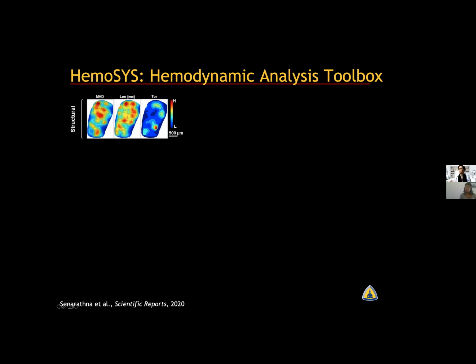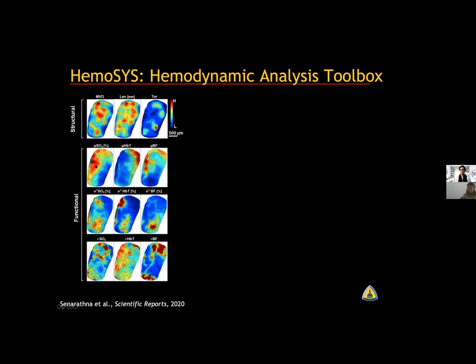The other thing that we can do is, instead of looking at just a small region of tumor, we can actually compute these parameters for the whole tumor. So we can, again, extract structural parameters of the vasculature. So this is microvessel density, the average vessel length, and the tortuosity over one whole tumor. We can map the average SO2, blood volume, and blood flow over the whole tumor, the variance and the power again. And we can make these really gorgeous maps.